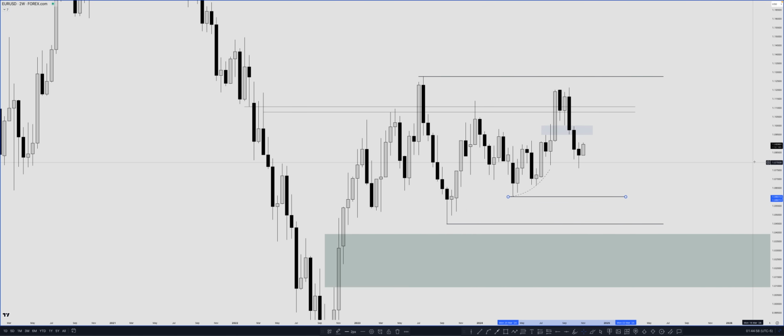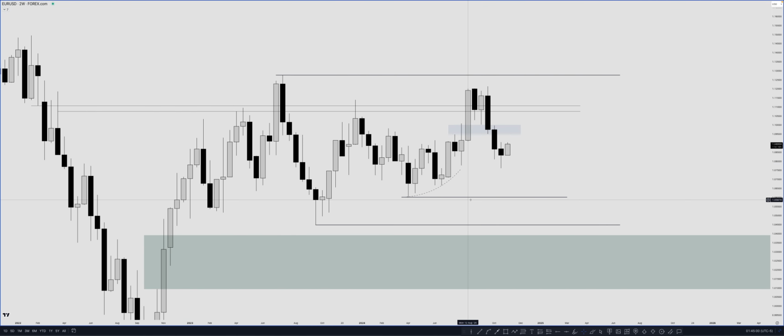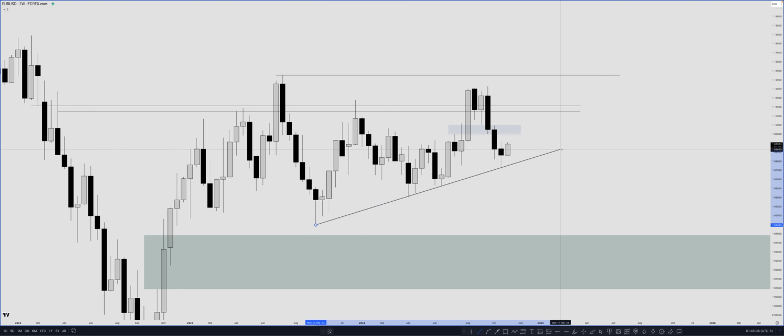Now, if we drop to a 2-week time frame, one thing that I want you to pay attention to, notice how the price was moving here. If we connect all of these lows, what we have is literally a trend line. And notice that price now reacted to this trend line once again.